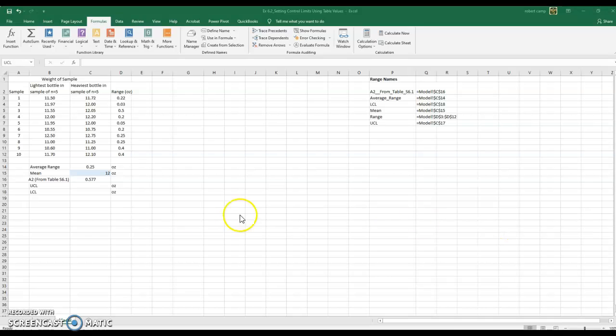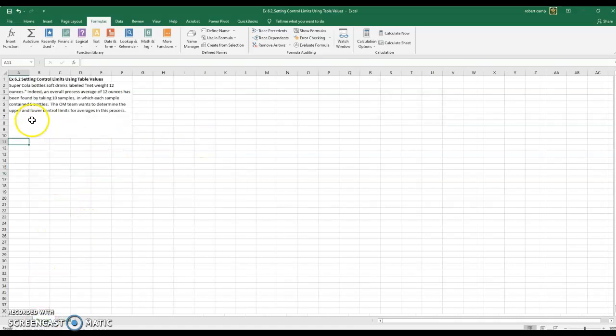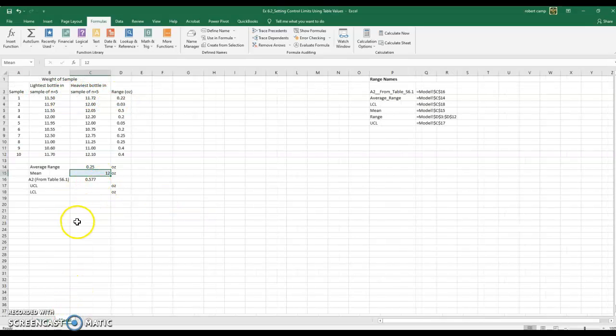Okay, and from there, now that we've got this information, it's really easy. So now we just do the mean value, and then we plus or minus the A2 times the average range. Now the mean value we already had from the problem. They told us back in here, the overall process average is 12 ounces. So we know that already. We didn't have to calculate anything. And we have our range there, so let's go put this together.